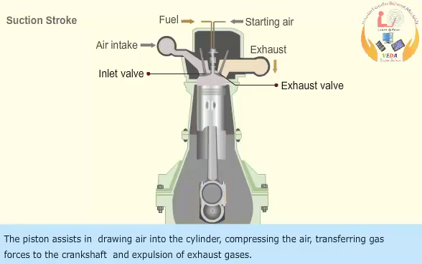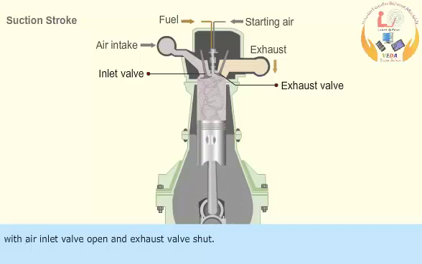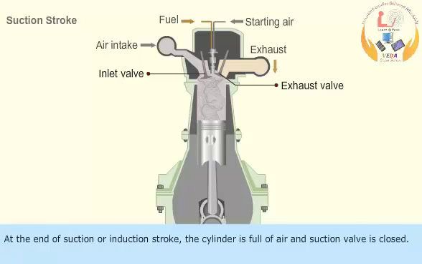of exhaust gases. The piston moves down from top dead center with air inlet valve open and exhaust valve shut. The air enters into the cylinder from atmosphere. Some engines use turbocharger to introduce air into the cylinder at a pressure higher than atmospheric pressure. At the end of suction or induction stroke, the cylinder is full of air and suction valve is closed.